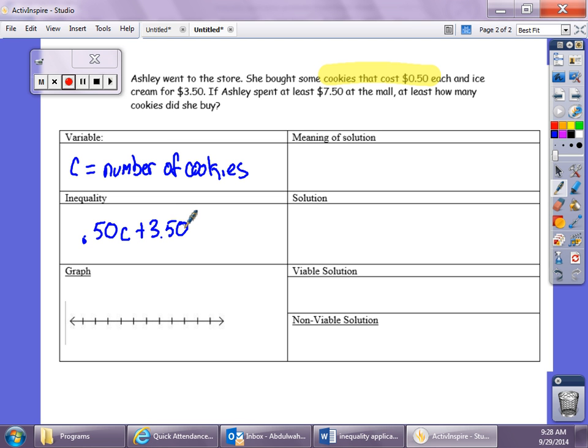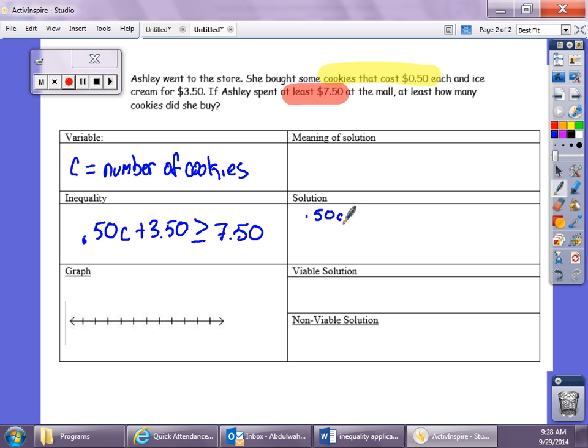$3.50. Then it says at least. Well, at least means that she spent $7.50 or more, so at least $7.50. So now we have our inequality. So we actually want to go to our solution. So our solution, well, we have to solve this.